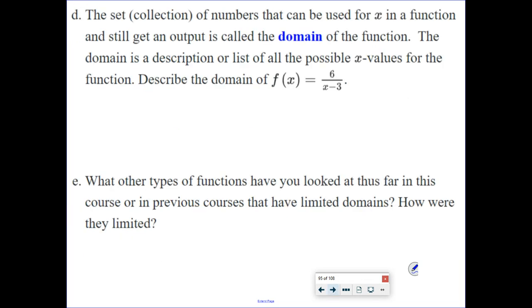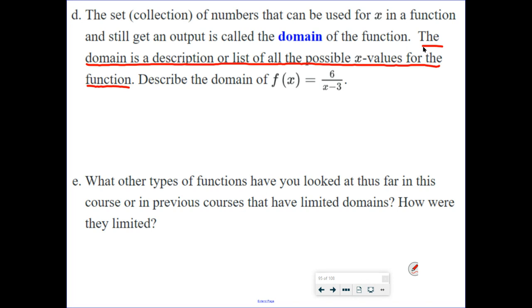Moving on, letter D. Here's where it gets a little tricky. The set or collection of numbers that can be used for x in a function and still get an output, the points that could be plugged into x to get an output, is called the domain of the function. The domain is a description or list of all the possible x values for the function. This would not be a bad definition to write down. Trust me, you need to know that, so write it down. Domain: a description or list of all the possible x values for the function.